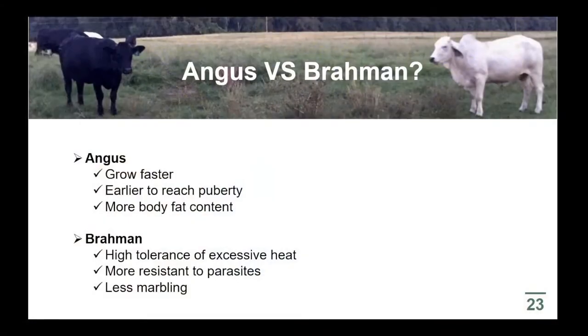Therefore, we do not see Brahman ribeye or tenderloin in our supermarket. Most of the meat becomes ground beef. Is it true? Yes. So at Florida Animal Science, we established a multi-breed, crossbreed program back in 1983. We are maintaining those herds every day, and we crossbreed based on the pedigrees.